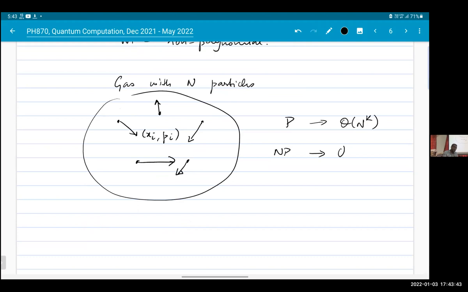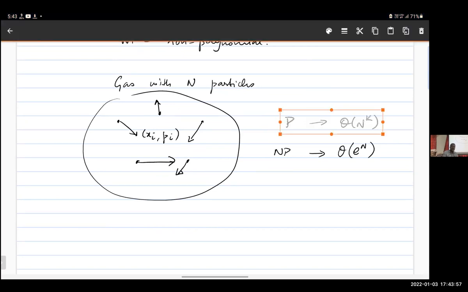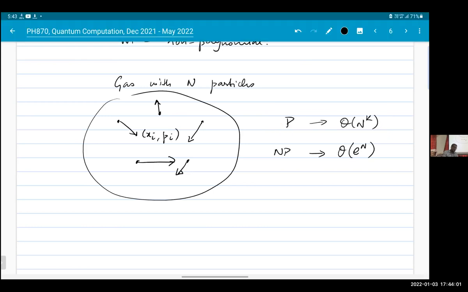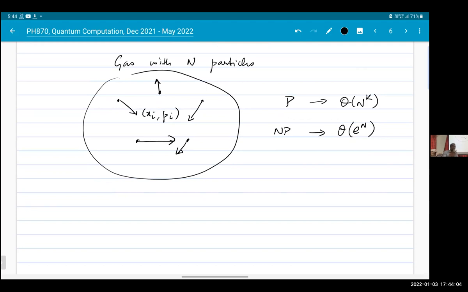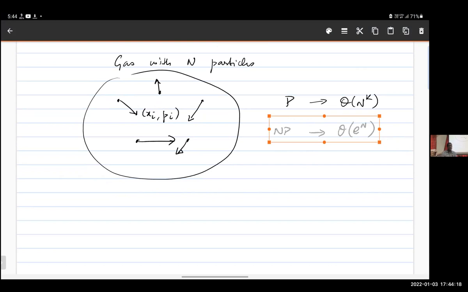Non-polynomial means that the size of your program scales as something like e to the n, right? So it's clear that if a problem lies in this category, then there is a good chance that we can solve it, we can tackle it, right? It might require a large amount of resources, but at least theoretically, it is something that we can deal with. But if a problem lies in NP, then we are basically screwed, right? Because the moment you increase your system size, the resources required will blow up exponentially.